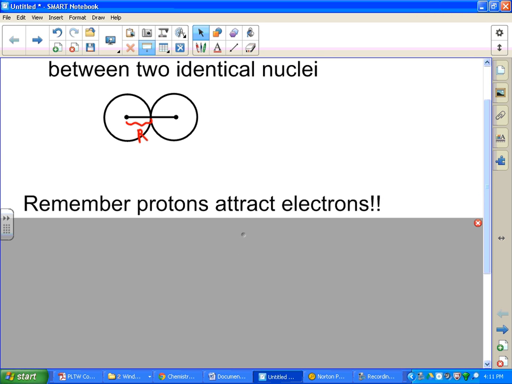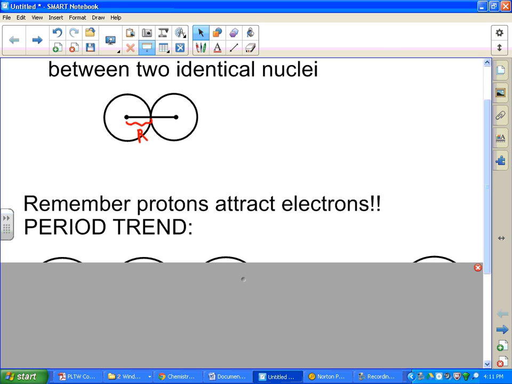protons attract electrons. If you think about the nucleus as being positive, out there are negatives that take up the rest of the atom, and more protons means more positive charge, and the further away from the nucleus electrons are, the less tightly they'll be held. Then you can pretty much rationalize these period and group trends. So let's look at the period trend first.